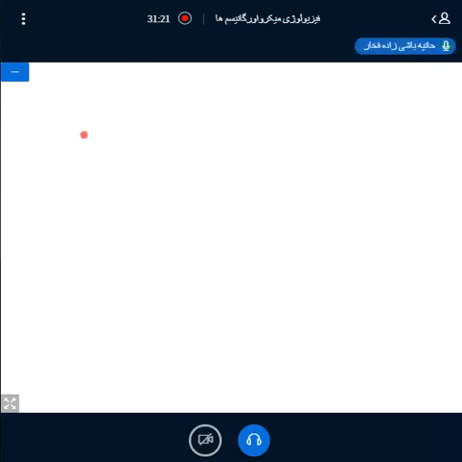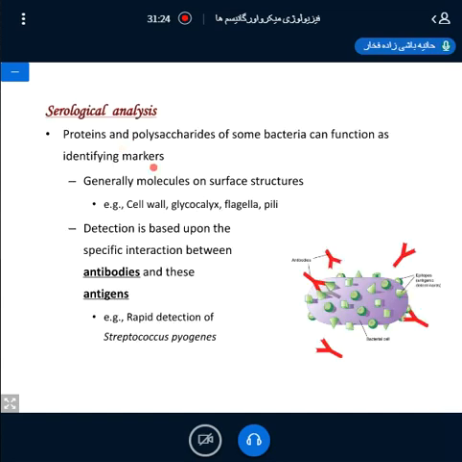What is serological analysis? Proteins and polysaccharides of some bacteria can function as identity markers, generally molecules on surface structures like the cell wall, capsule, flagella, and pili. Detection is based upon the specific interaction between antibodies and this antigen, like this. Antigen and antibody. Write this slide, it is important.